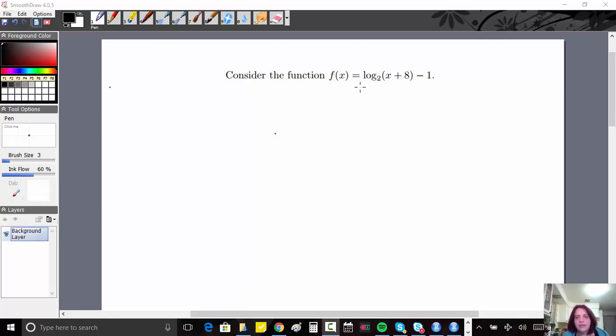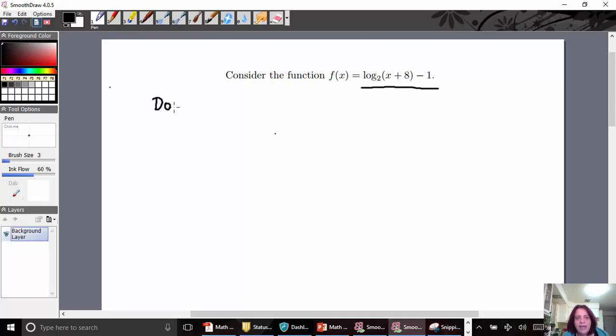Hello everyone, let's work on the function log with base 2 of x plus 8 minus 1. We want to analyze the function and finally graph it. The first thing that we need to do is find the domain and the range of the function.